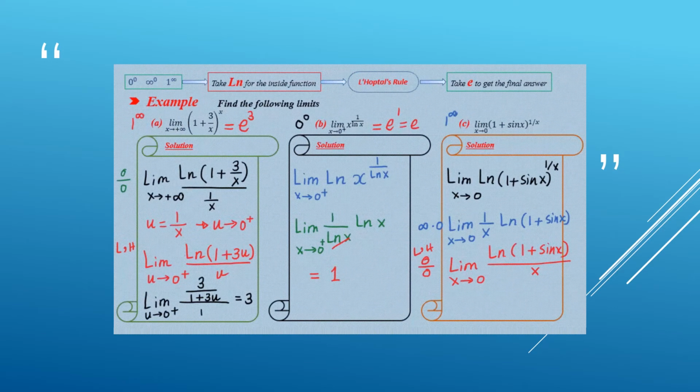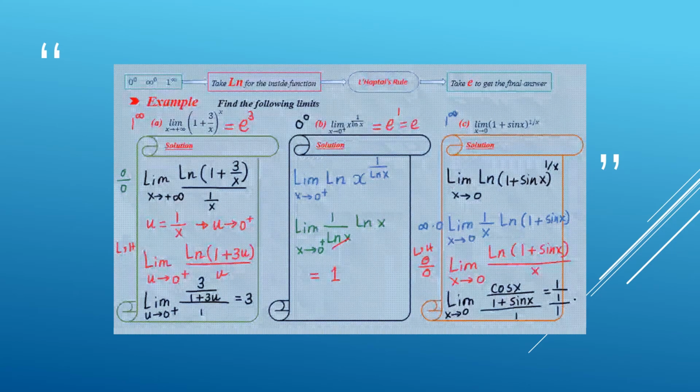By L'Hopital's rule, you have to find the derivative up and down. Derivative up is cosine x over 1 plus sine x, over the derivative of the denominator, which is 1, when x goes to 0. Now by a direct substitution, cosine 0 equals 1, divided by 1 plus sine of 0, which is 0, and 1 plus 0 equals 1, divided by 1. So this quantity equals 1.